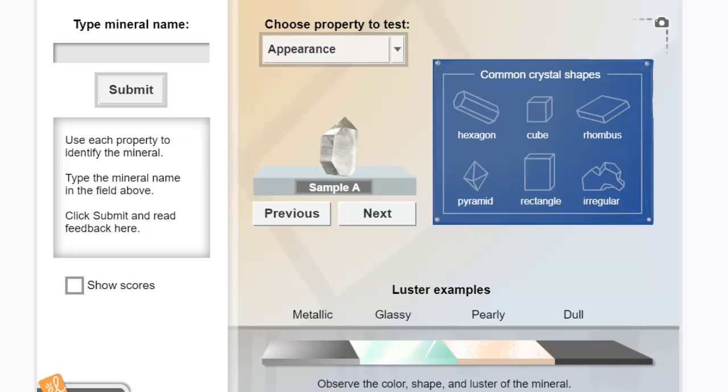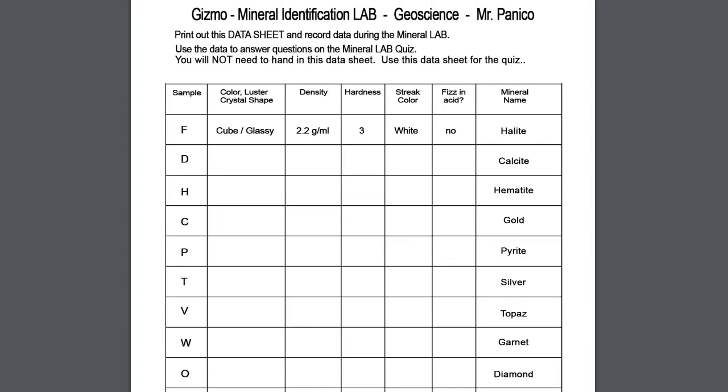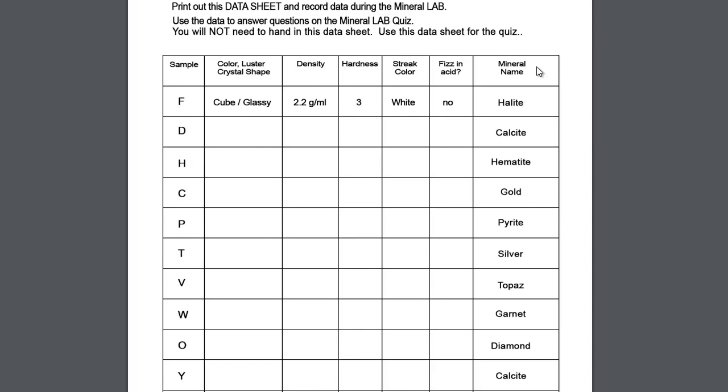This video recording is the instructions on how to complete the Gizmo Mineral Identification Lab. You should have already printed out the data sheet for this lab. The Gizmo Mineral Identification Lab, Geoscience, has 10 minerals with their corresponding sample letters, F, D, H. H, for example, is hematite, C is gold, etc. But what you do not have is the data of the properties of those minerals, which geologists use to identify which mineral it is, and that's what this lab is all for.